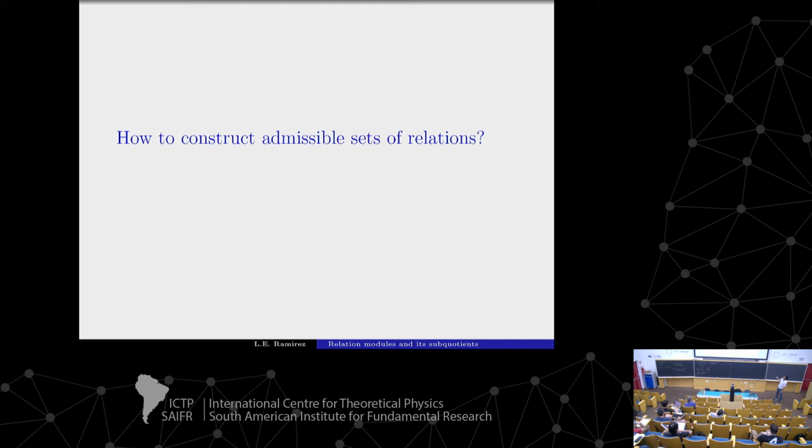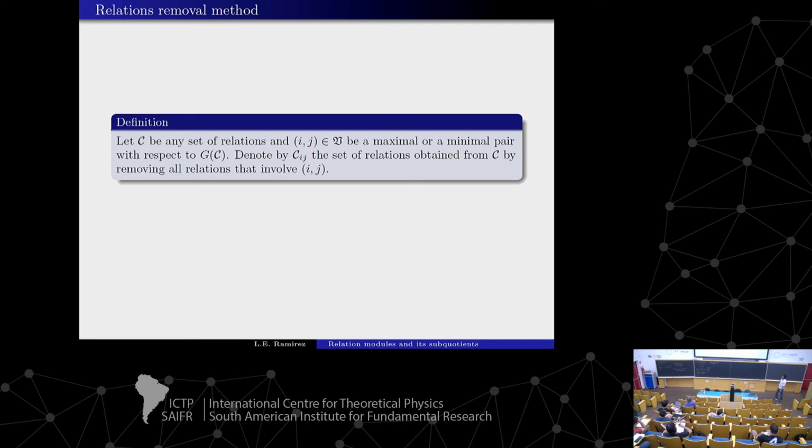So how to construct an admissible set of relations? Assume you have a set of relations that is admissible. What we have is an associated graph, and the idea is we can just look at maximal or minimal points on this graph, right?